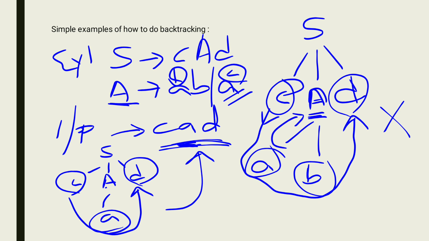Wait one second, let me change the color. So here it is producing C, C, A, D, A, B, D, right? Now it is not the output string which we are expecting. So what we have to do is backtrack to the A again so that the next production is used. This is how backtracking works.